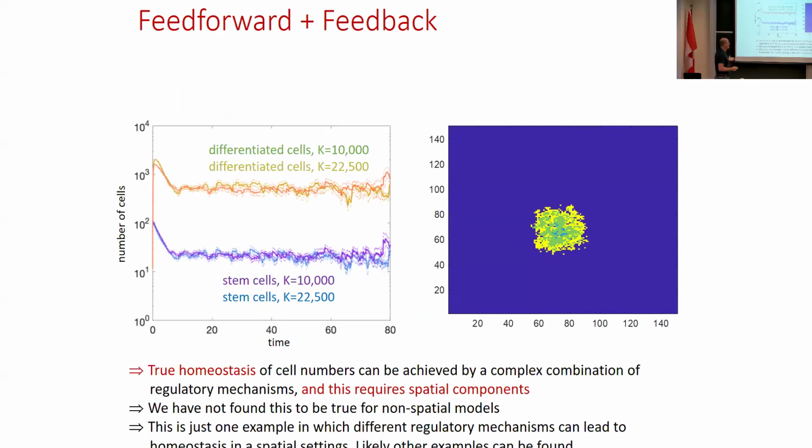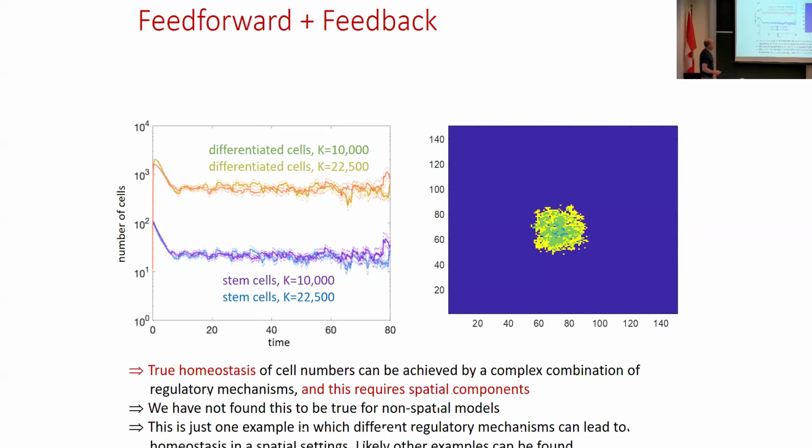So the message is that in the spatial model, you need more complex feedback mechanisms compared to the ODE in order to maintain homeostasis. This is an example that can achieve it. There are probably other examples that can achieve the same thing. The big message here is that you just need more complicated mechanisms.